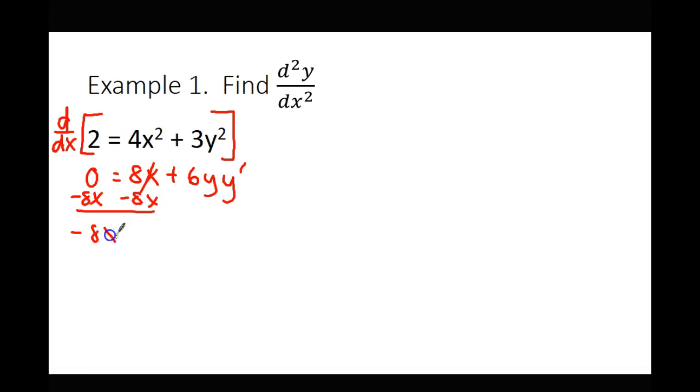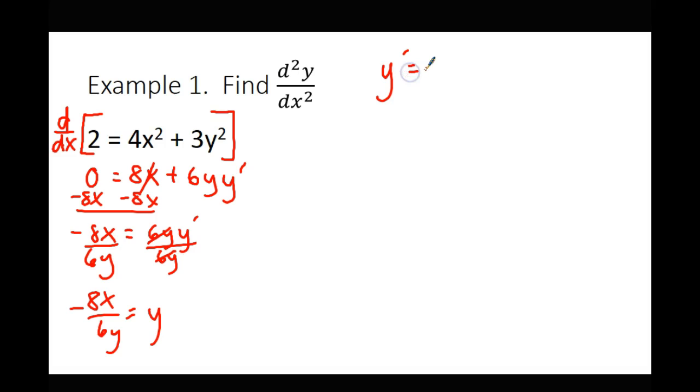So minus the 8x is first. Then divide both sides by 6y. And so here's your answer, but we can reduce it. And so here's a better answer. So that's your first derivative.